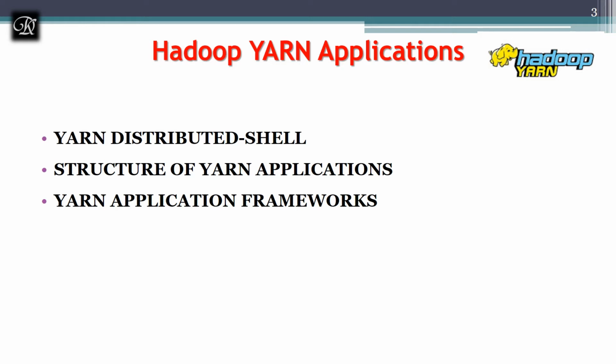And what is the advantage of going with Yarn? The first advantage is high cluster utilization. It means what? We know that a cluster is a collection of nodes, and each node has resources. Resources unutilized by one framework can be consumed by another. That is what we call high cluster utilization.